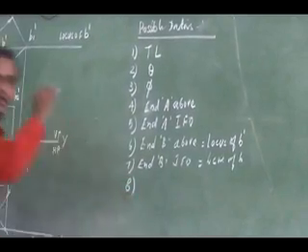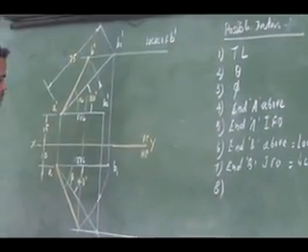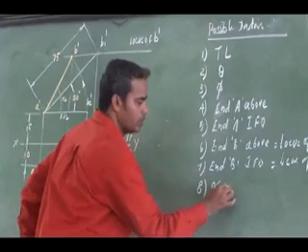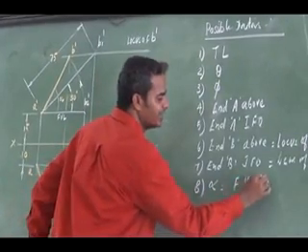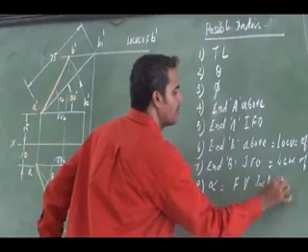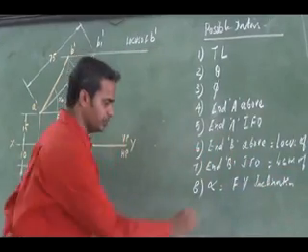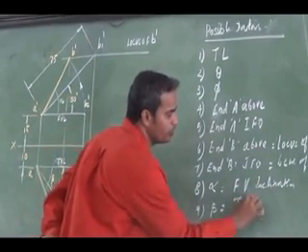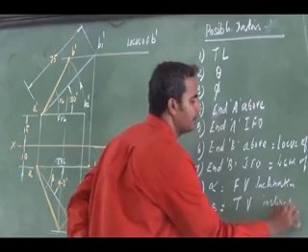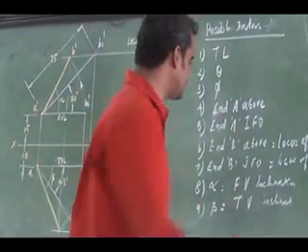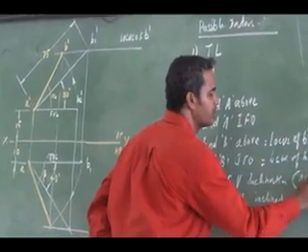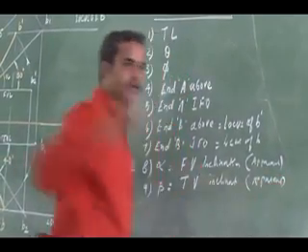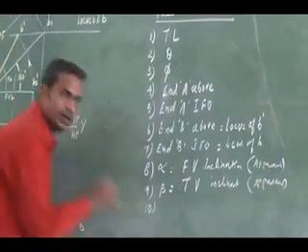Maybe the other one, alpha, may be given in a problem. Alpha is the front view inclination. The 9th one, beta, may be given in your problem. That is the top view inclination. These front view and top view inclinations are apparent inclinations.